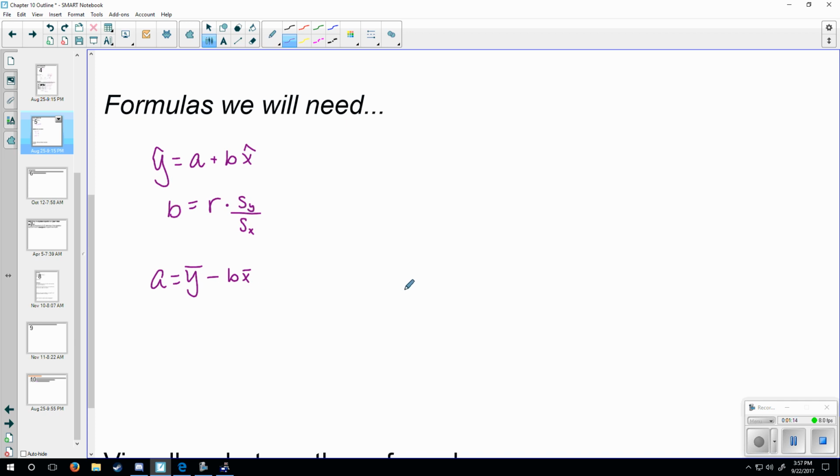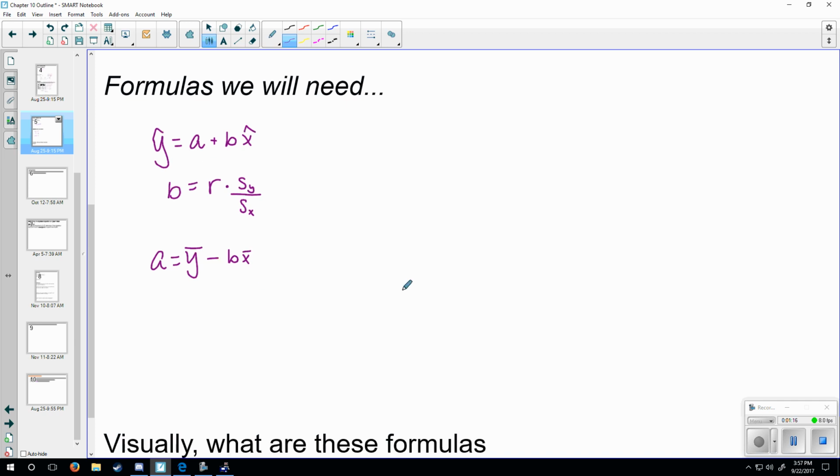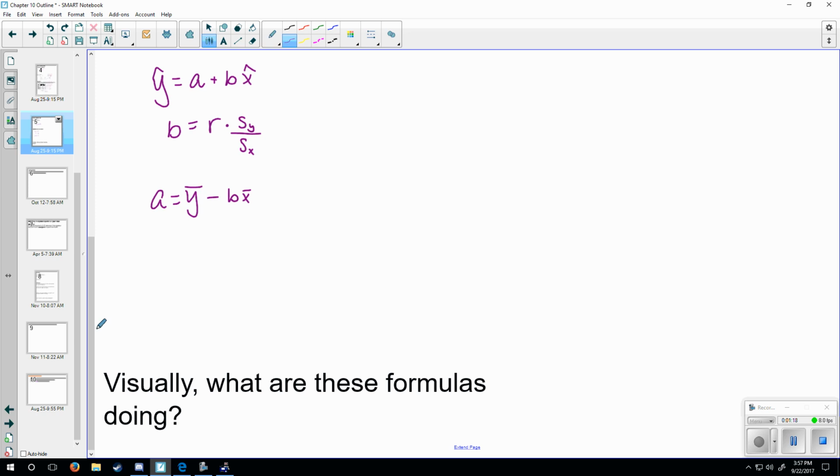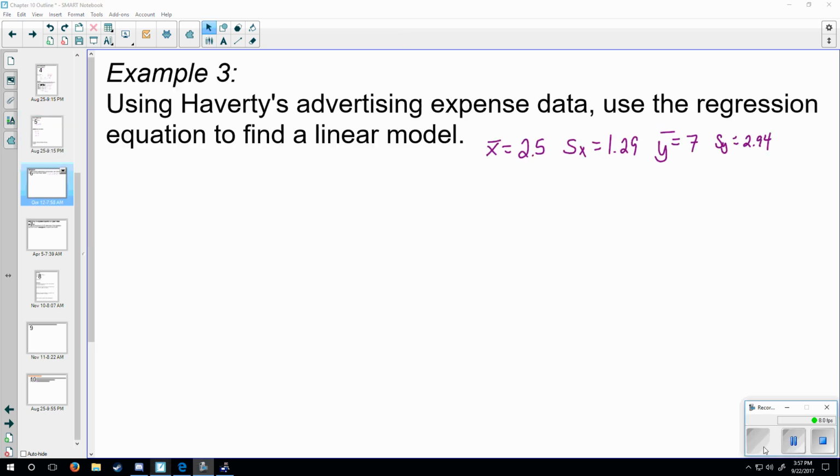So let's take a moment and calculate the linear regression model for what we had found before. Point out here, visually, what are these formulas doing? These formulas are trying to minimize the distance between all of the points on your graph. Using the data we found before in the Haverty's advertising expense model, let's go ahead and calculate what our line of best fit would be.